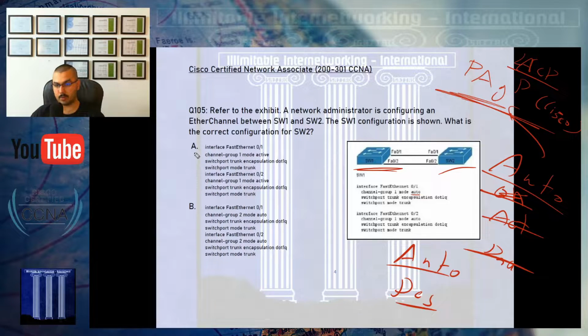Okay, so let's go through the possibilities. A is active, never. B is auto, and since switch 1 is auto, I'm sorry, by the way, these possibilities are the config on switch 2, which config is correct. And B is auto, and this will definitely not work. So let's see C and D.